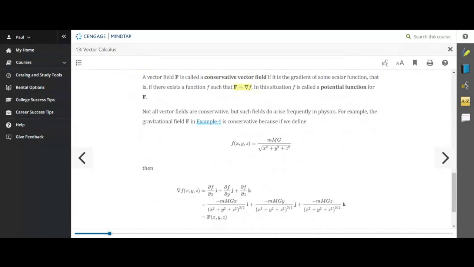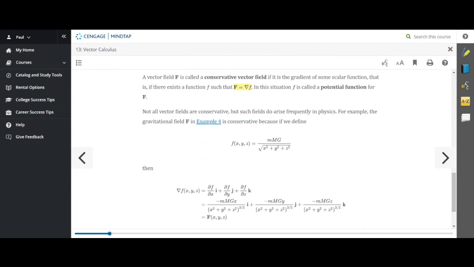So again, this concept of a conservative vector field is very important. If you have a vector field and you can find a function f such that the gradient of that function is equal to the vector field, you have what's called a potential function f, and the vector field is called a conservative vector field. And it turns out that the gravitational field is a conservative vector field.